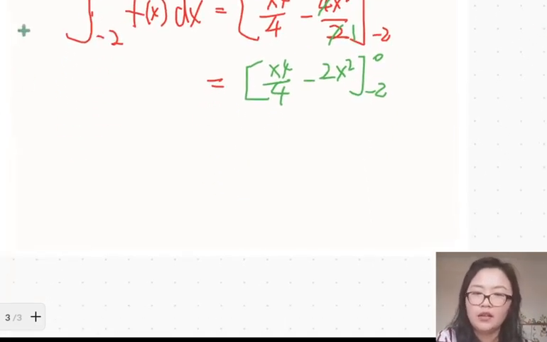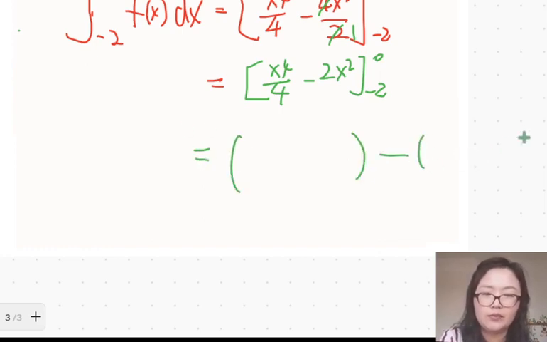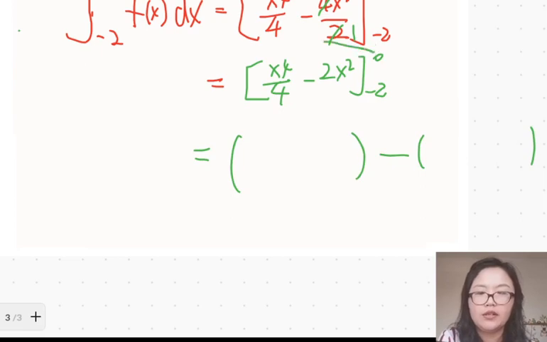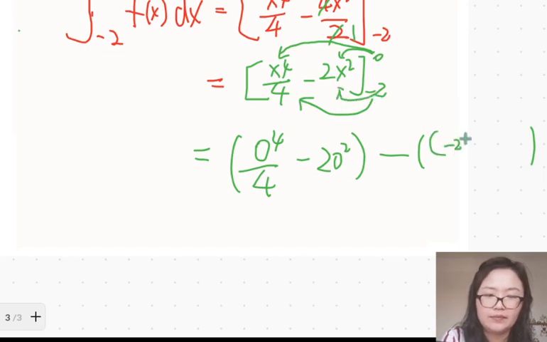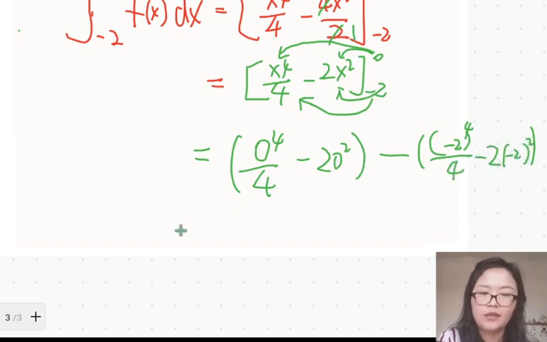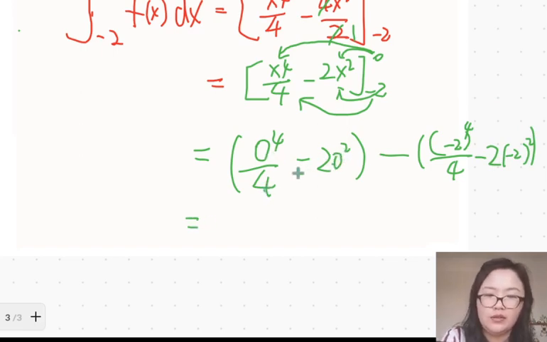Okay, so the way we replace it is, first of all, we make two big brackets, and then we put 0 into the x. Yeah, so this is what we have. And then we put minus 2 into the x. So now we're going to calculate. So 0 divided by everything is 0. 2 times 0 is still 0. So this just goes away. Yeah, the whole thing is 0.